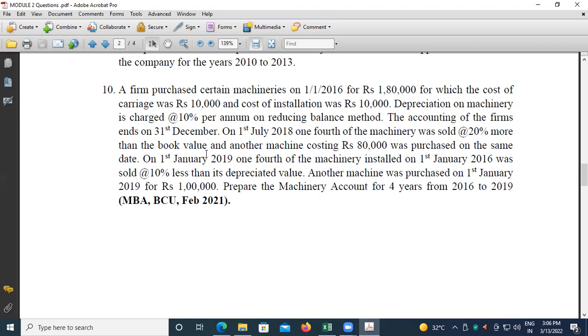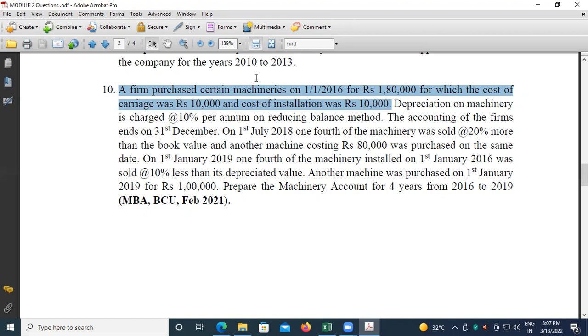First, let us come back to the question. A firm purchased certain machineries on 1st of January 2016 for 1,80,000, for which the cost of the machine was 10,000 and the cost of installation is 10,000. So the total machinery was purchased at 1,80,000, but additional expenses of 10,000 and 10,000 were incurred. So now the total cost of the machine is 2 lakh rupees. This is the information we have got from the question.